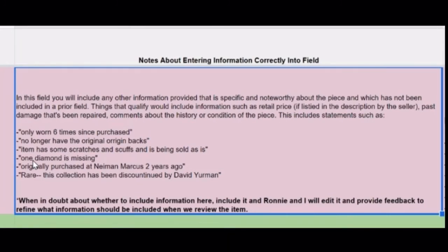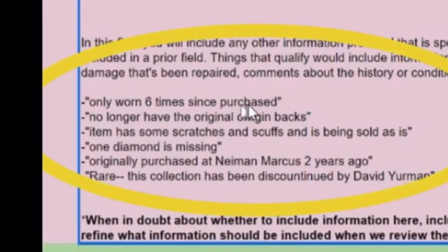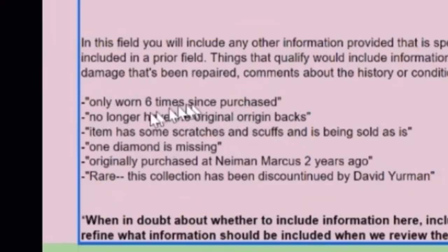And even if it's not something that's a positive characteristic of it, putting it in this field allows Ronnie and I, when the item comes in and we're doing the arriving shipments workflow for the piece, to make sure that we pay attention to anything like that that we may need to note and possibly return it for. So here are some examples. Only worn 6 times since purchased. We know that's true if that's written by the original seller, then we can go ahead and put that with honesty in our listing description. So that's a good one to include.